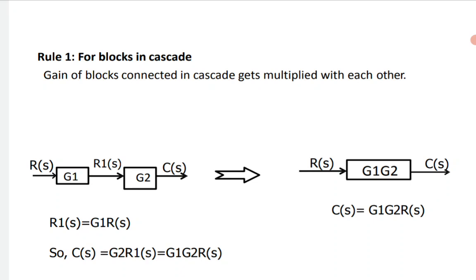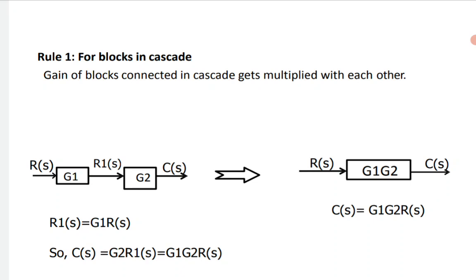If I like to eliminate two blocks and make a single block, then for the cascading nature I can take the product of these two blocks. That means it will be G1 into G2. On the right hand side is the equivalent representation of these two blocks. That means I can eliminate two blocks at a time without disturbing the actual result of the left hand side diagram. So C of s is equal to G1 G2 into R of s. That result remains the same.